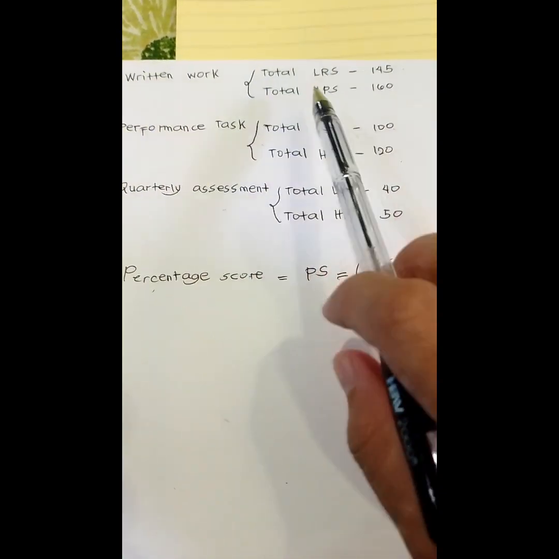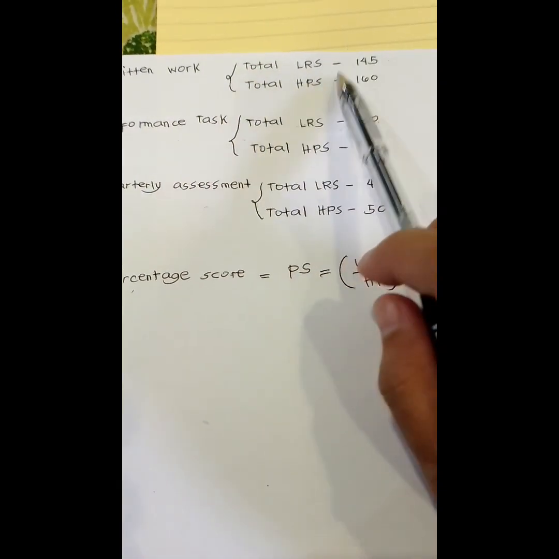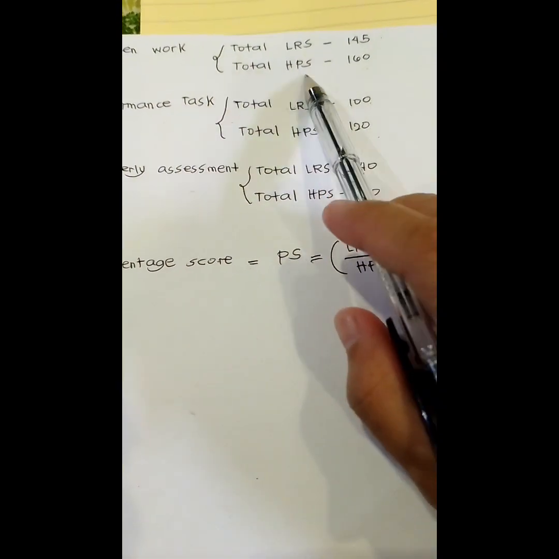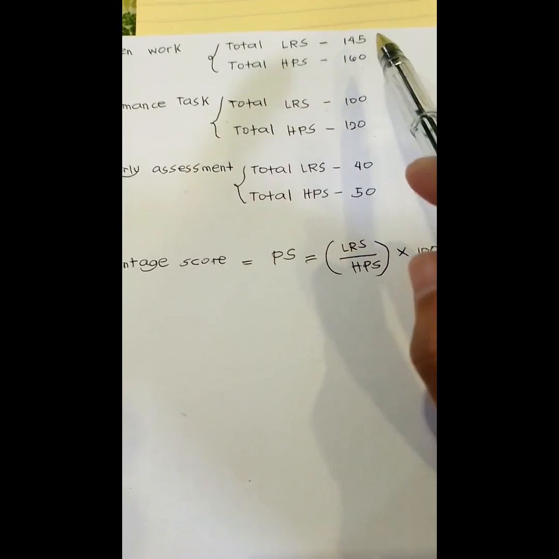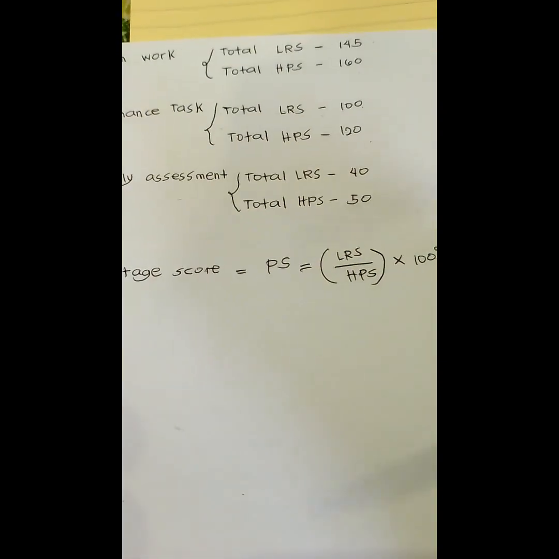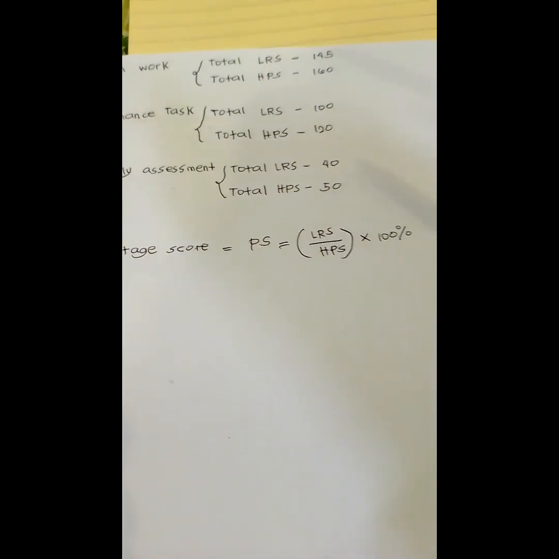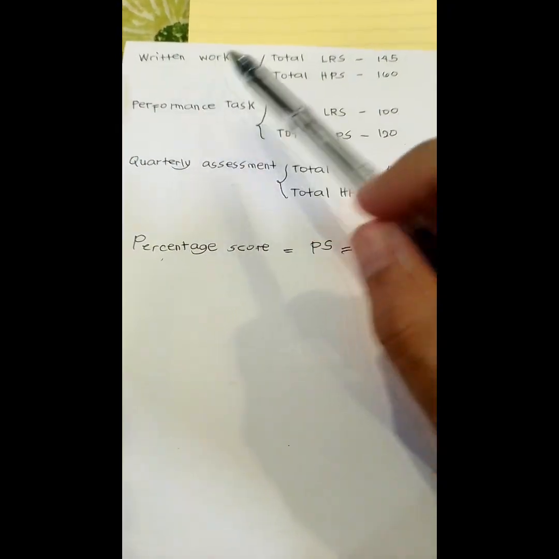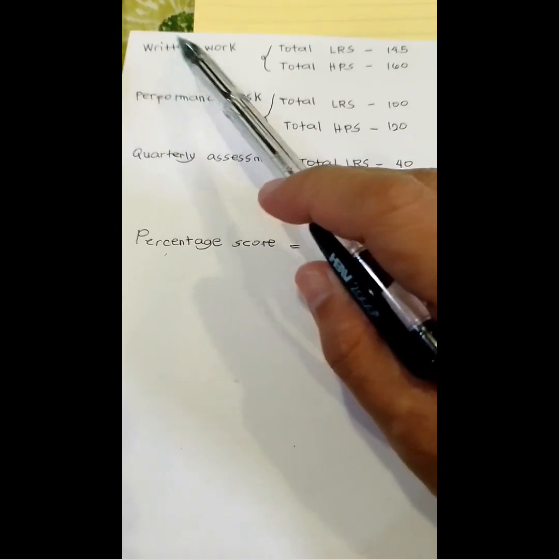So sa written work, di ba, ang total learner raw score nato is 145, and the total highest possible score nato is 160. Mao to ganihang akong gipakita sa slide, in the first slide. Okay, we need to compute this one first. Unsa ang percentage score sa written work.